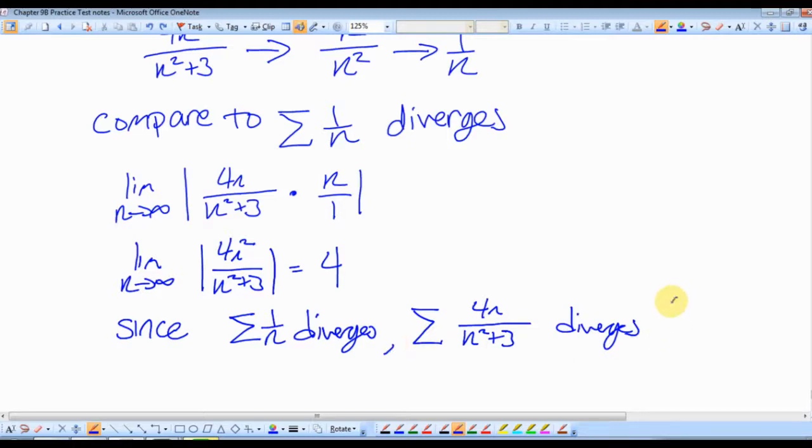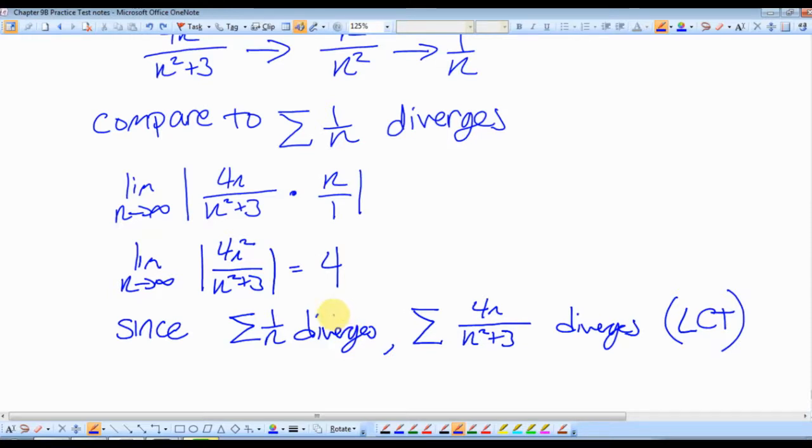If it's a constant, yes. With the LCT, if it was infinity, then you can only show divergence. If it's 0, you can only show convergence. If you get 0, you can only show convergence. If you get infinity, you can only show divergence. So if you're comparing it to a series that diverges and the limit comes out to a number, then you prove that it diverges.